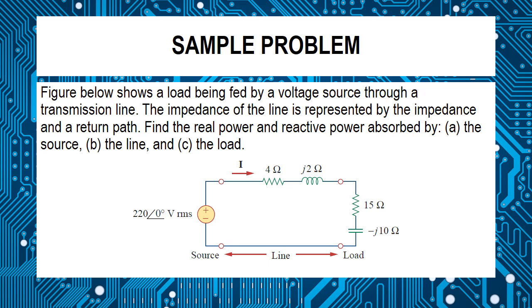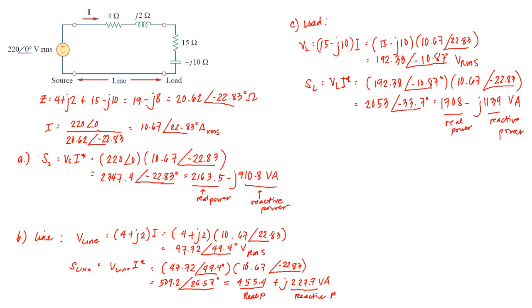So we have a sample problem. The figure below shows a load being fed by a voltage source through a transmission line. The impedance of the line is represented by the impedance and a return path. Find the real power and reactive power absorbed by A, the source, B, the line, and C, the load. So for this problem, let us solve it here.